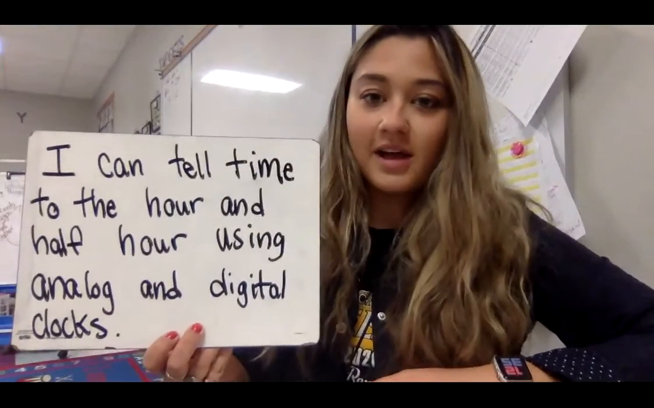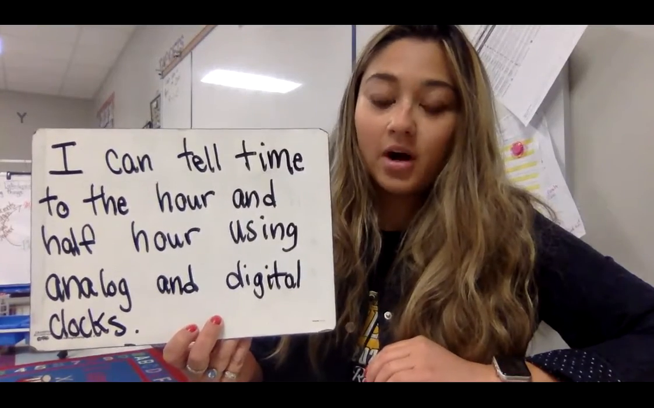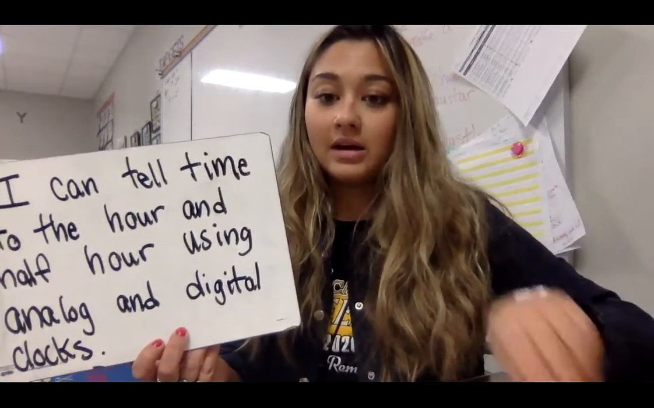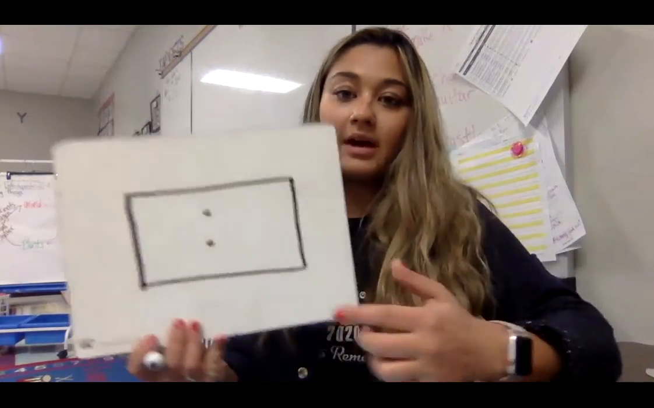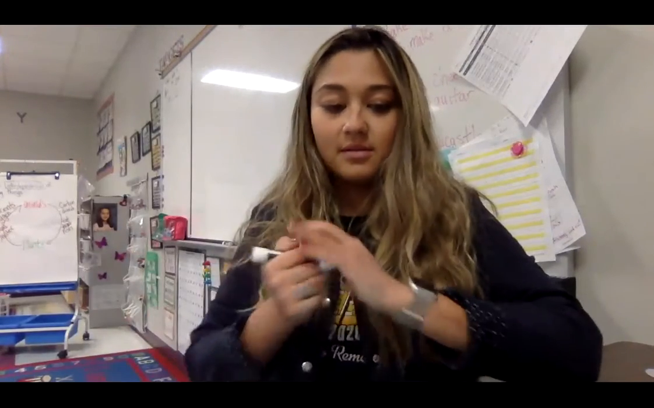Our math target says I can tell time to the hour and half hour using analog and digital clocks. This is what a digital clock looks like. Okay, and you'll have some numbers here, and that tells us what time it is.